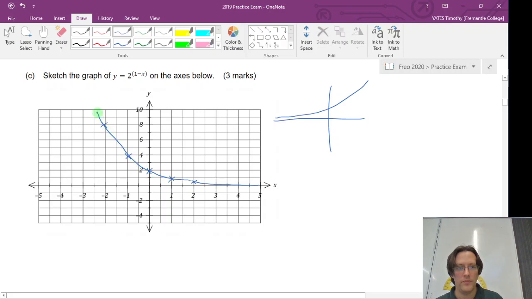There we go. And it should look a little bit like this. And it helps to put little arrows on the two sides there. It should not cross the x-axis if you can avoid it. And yeah, it should basically be halving in value each time.